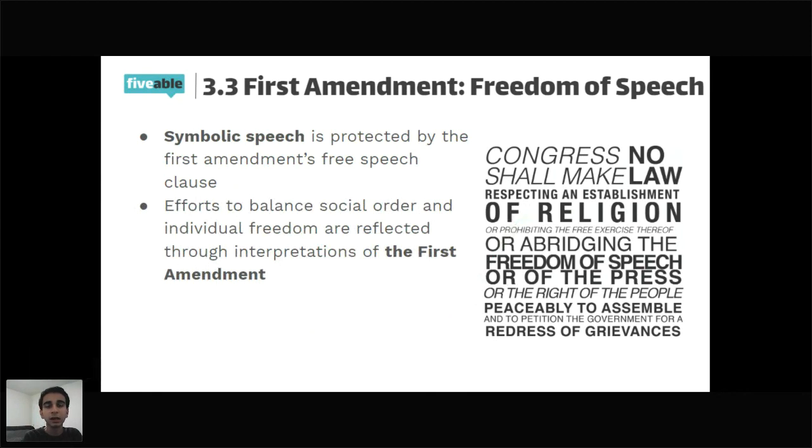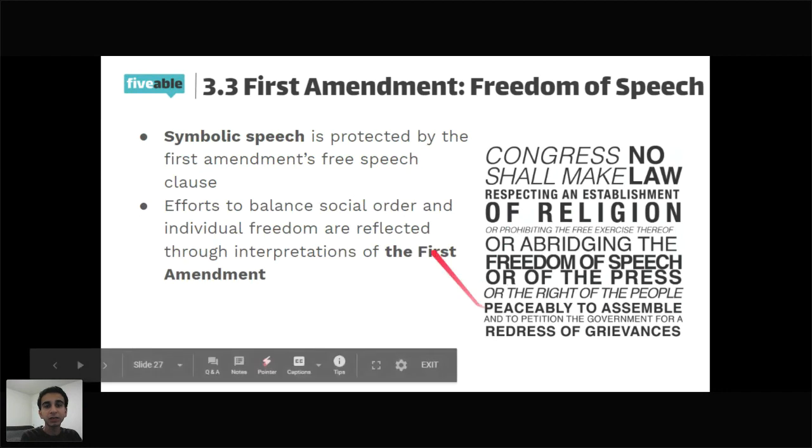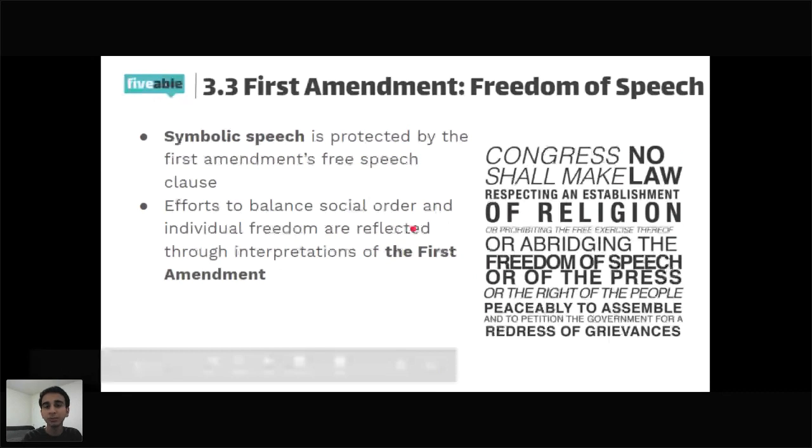And like I said before, there are efforts to balance social order and individual freedom, and that's reflected through interpretations of the First Amendment, not only through speech, but through religion and press. So is the individual's interest in free speech or the free exercise of religion more important? Or is the need to balance social order and have the federal government hold power more important? Which one is more important?